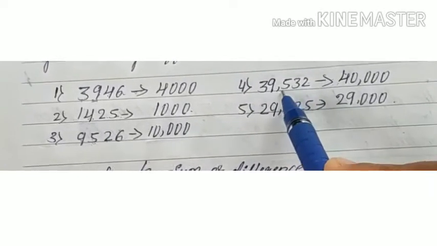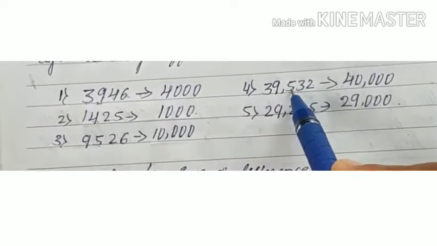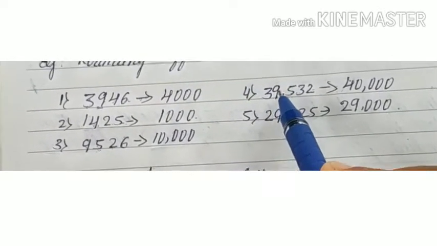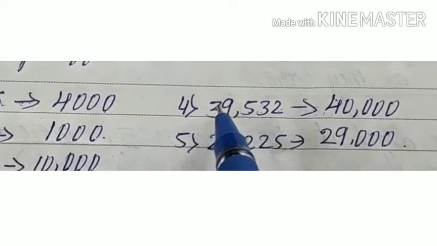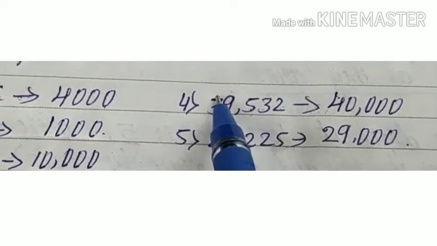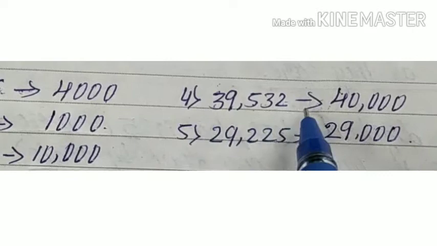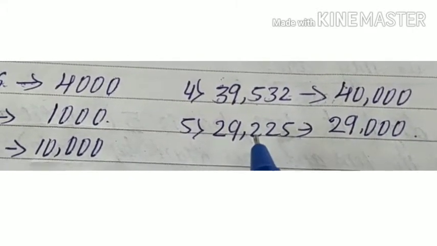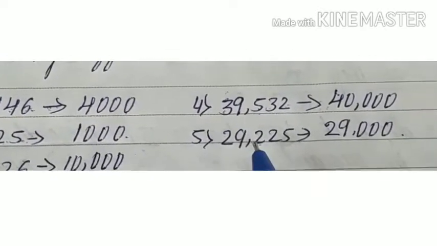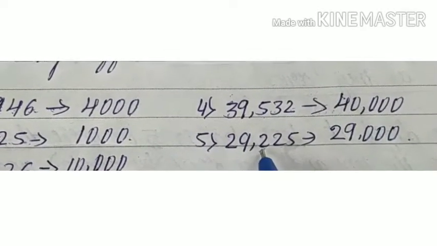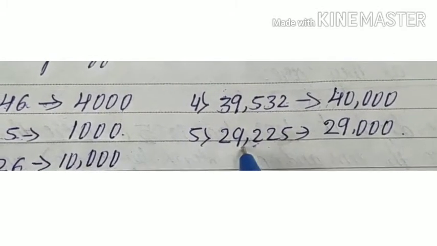39,532. Here the hundreds place is 5, so you have to replace hundreds, tens and ones by 0 and increase the thousands digit by 1. That one is 10. 10 is there and 1 is going to this place. 3 plus 1 is 4. 40,000. And 29,225. Here the hundreds place is less than 5, so you have to replace hundreds, tens and ones by 0 and keep the other digits as they are.